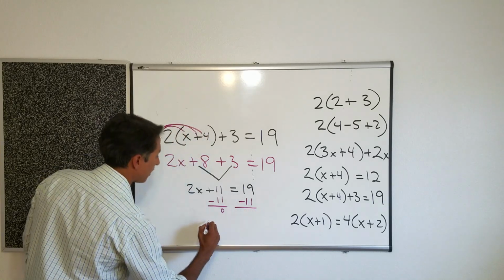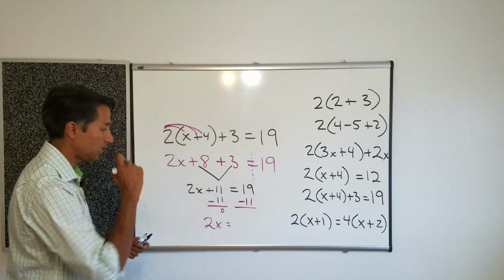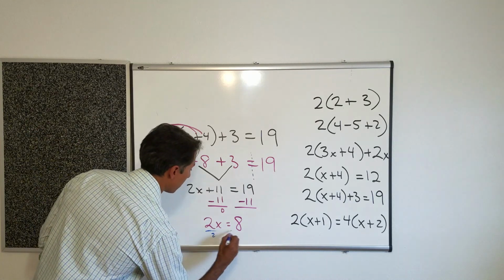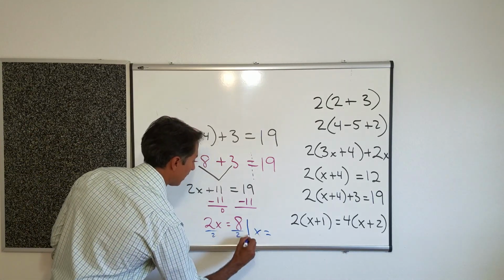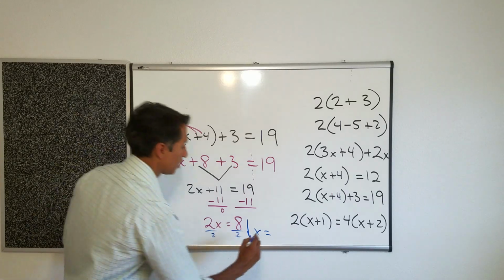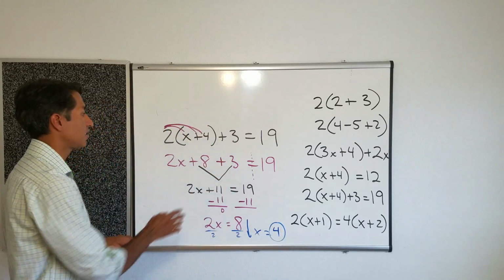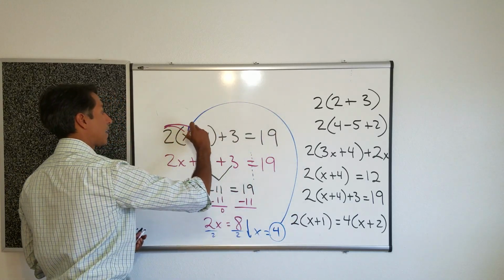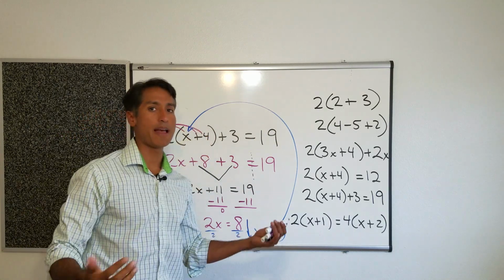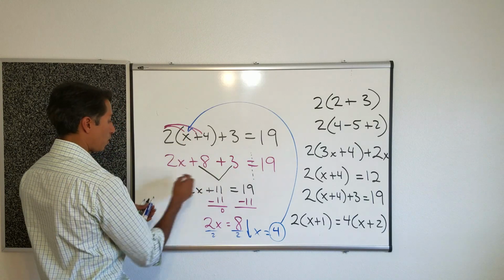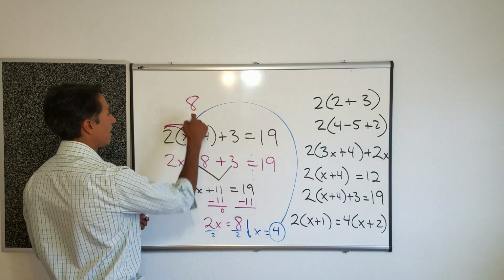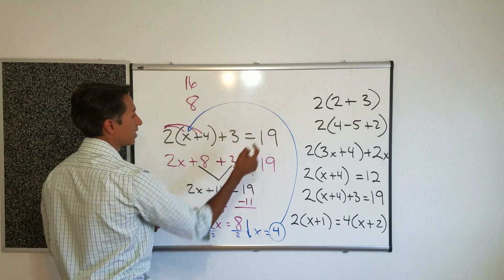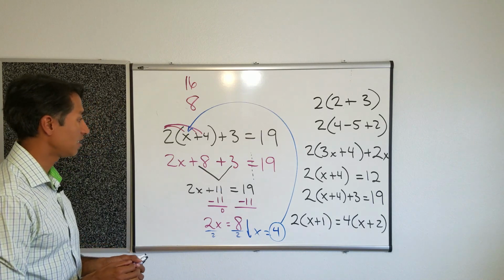Minus 11, so we have 2x equals 19 minus 11, which is 8. And from there we just solve for x. Divide by 2, x equals 8 divided by 2, which is 4. Again, this is an equation, so we should be able to plug this value back into the original equation, and it should come out to where both sides match. 4 plus 4 is 8. 8 times 2 is 16. 16 plus 3 is 19. So we are good to go.